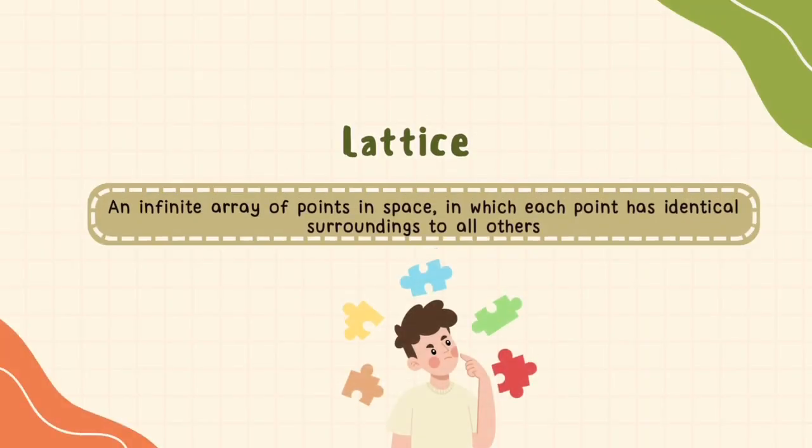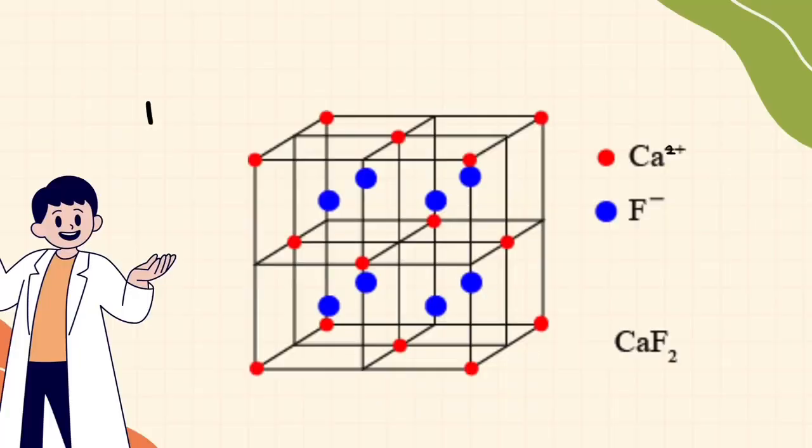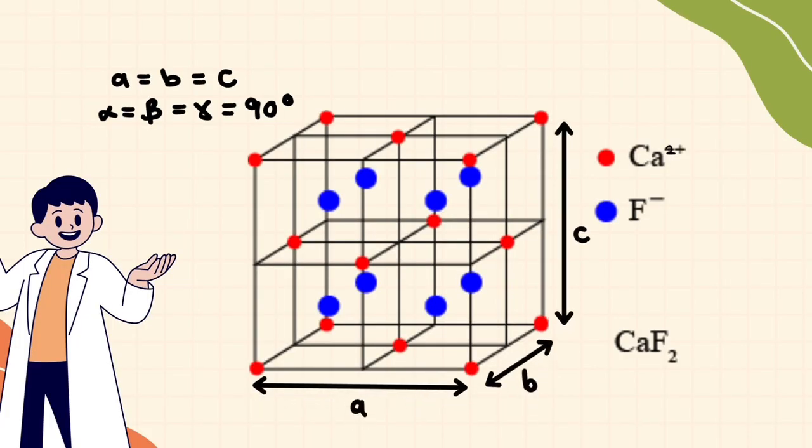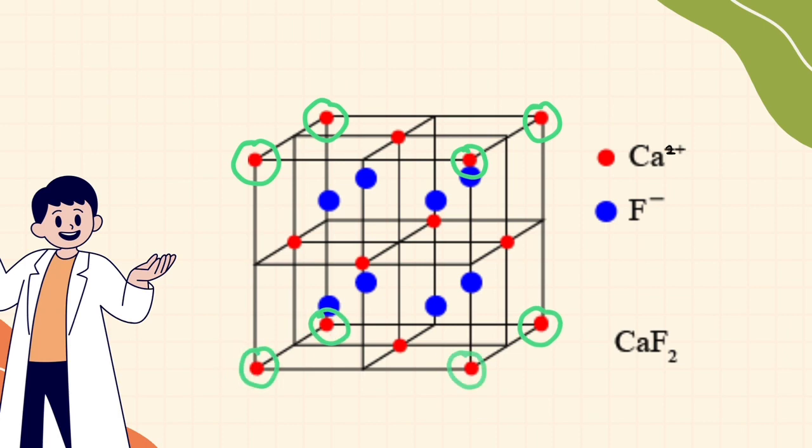Lattice is an infinite array of points in space in which each point has identical surroundings to all others. The lattice is also face-centered cubic. It means that the repeating unit of the crystal structure is a cube, and atoms are located at the corners and the centers of the faces of each cube. The lattice provides a framework for understanding the long-range order and symmetry in a crystal.